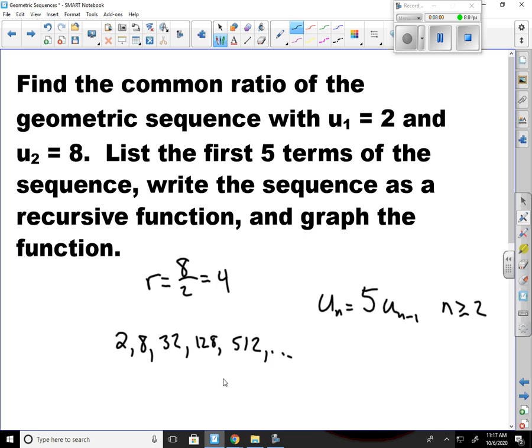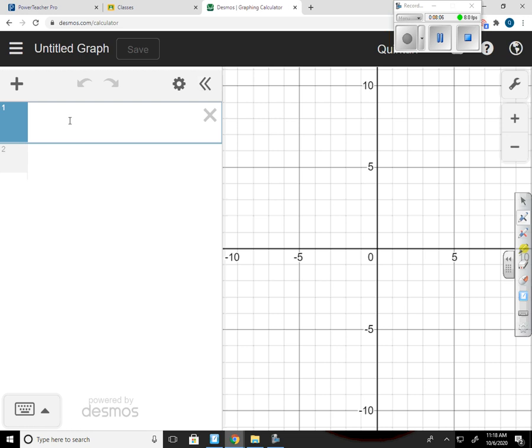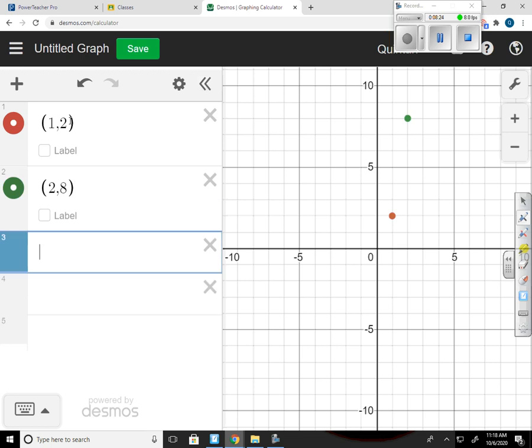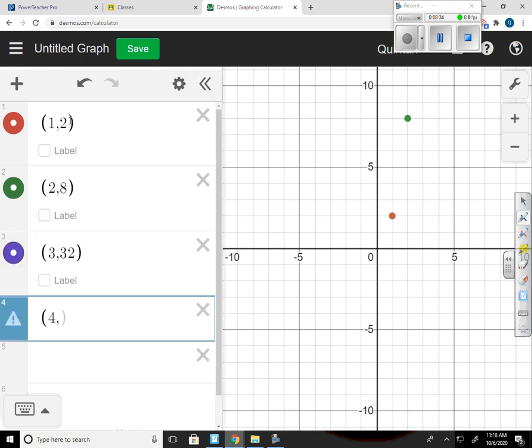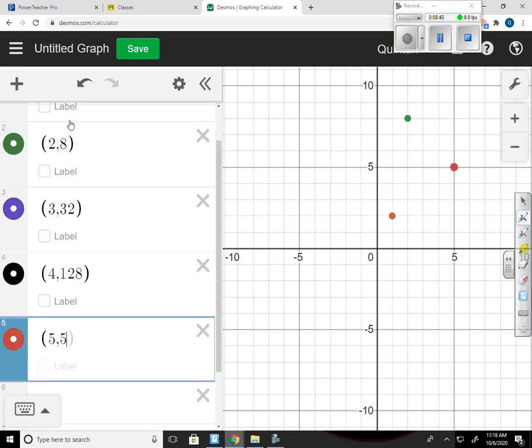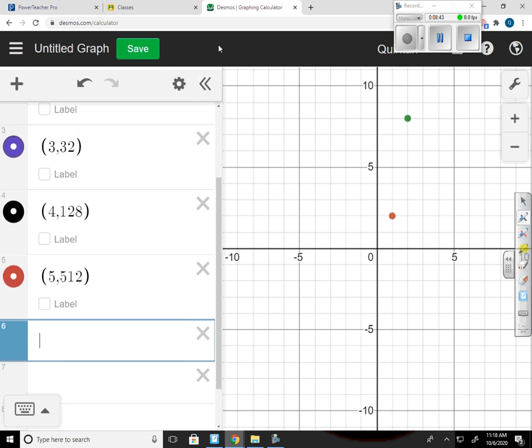And if we have to graph the function, I just go to Desmos and start putting the points in. The first one was 1, 2. And we multiply by 4. Then 2, 8. Three, 32, 4, 128, and 5, 512.